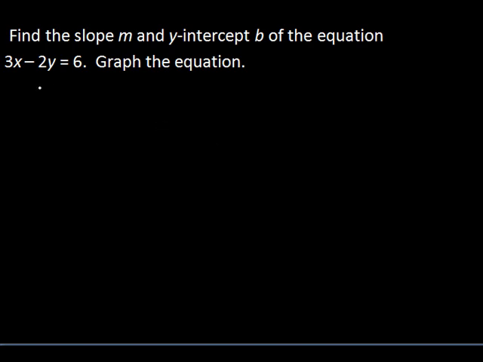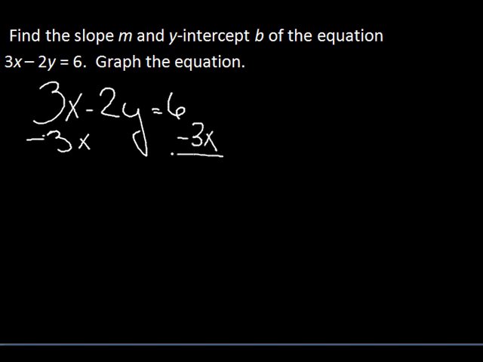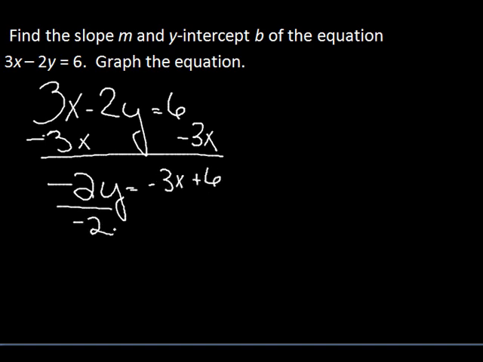So first we're going to write 3x minus 2y equals 6. And this is actually called the general form. Remember, we want to get y by itself, so we're going to subtract 3x from both sides of the equal sign. Negative 2y equals negative 3x plus 6. We want y by itself, so we're going to divide each part by negative 2. So y equals 3 halves x minus 3. Remember, a negative divided by a negative is a positive.